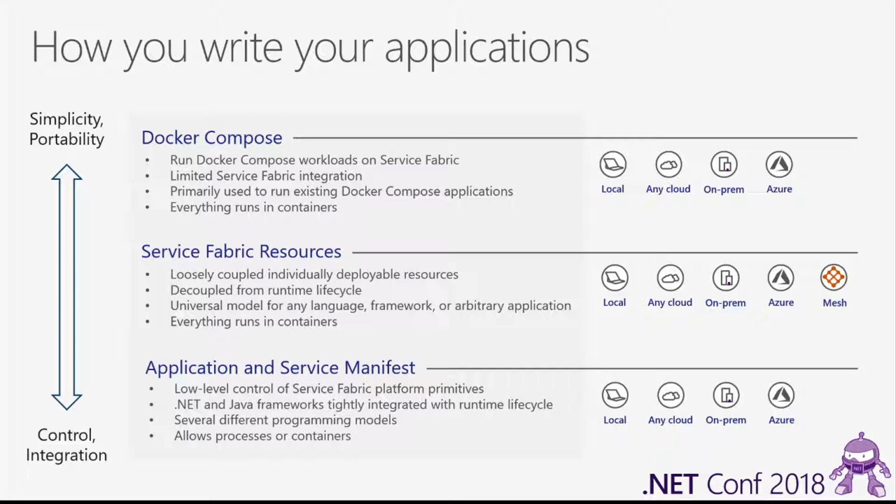The application and service manifest is what we showed you initially with the voting application, and that was the style where you're defining types, using the Reliable Services framework, and deriving from base classes. This gives you a lot of low-level control over the Service Fabric runtime and the platform. You can use a lot of the Service Fabric primitives, and it's very powerful, but it does tie you down to the platform, and it is a little more difficult to use than just writing a plain ASP.NET Core application.